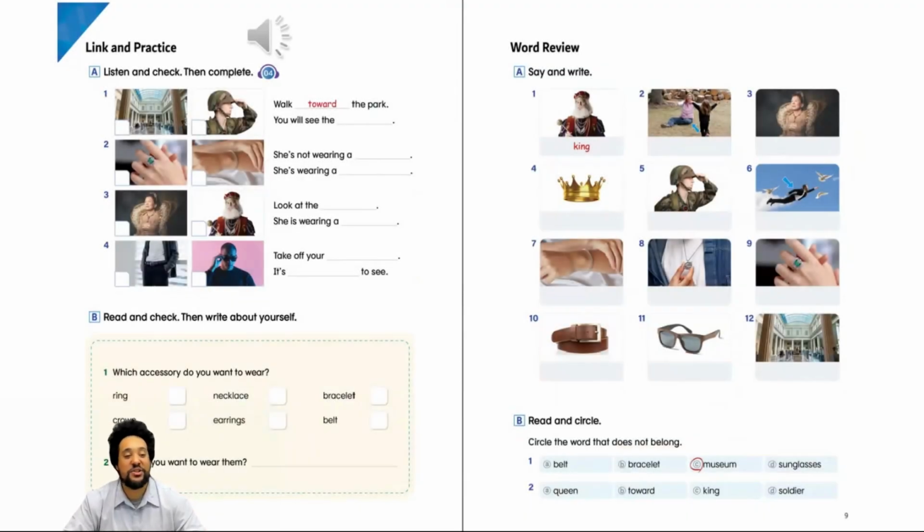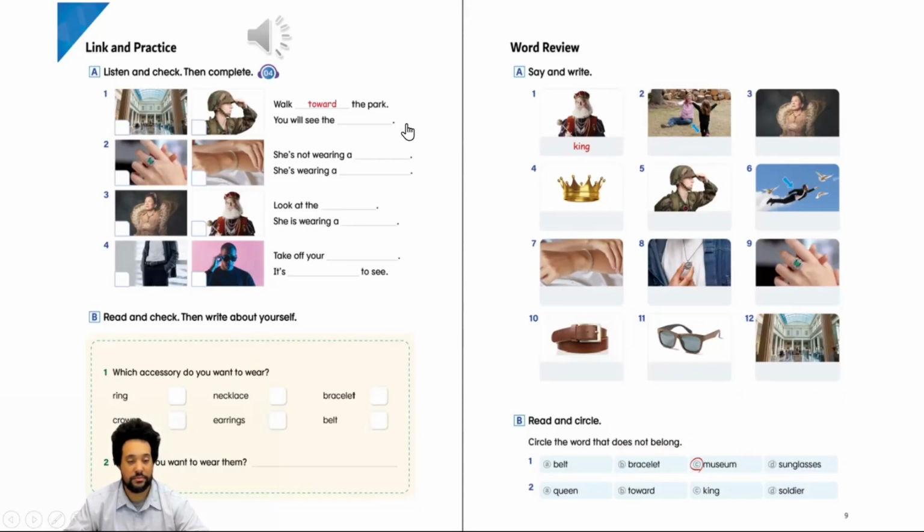It's time for us to link and review to wrap up this unit. So let's start with a listening activity. So listen and check, then complete the sentences that you see. Let's do the first one together. So listen first. You don't have to write anything, just listen.